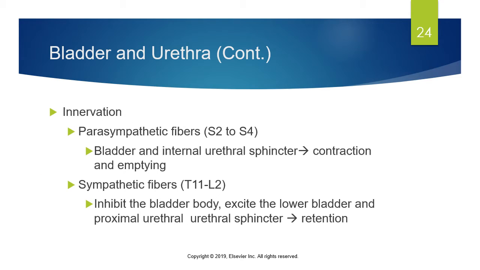So the bladder is innervated. The innervation of the bladder and the internal urethral sphincter is supplied by parasympathetic fibers of the autonomic nervous system. And these come from the sacral levels of S2 to S4 of the spinal cord, and they contribute to bladder contraction and urine emptying. And then the sympathetic fibers that come from the T11 to L2 levels of the spinal cord inhibit the bladder body to retain urine, and the proximal urethral sphincter to retain urine.